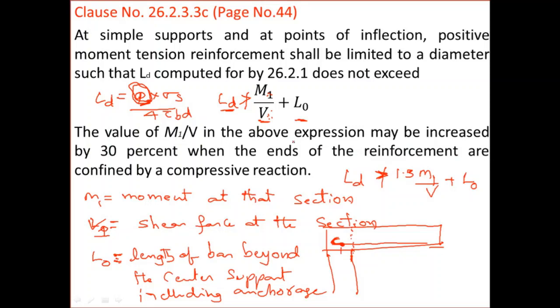Similarly, if you take the continuous beams also, at the support there will be compressive reaction. So you have to take LD must be greater than or equal to 1.3 M1 by V plus L naught. So remember this point clearly. The value of M1 by V in the above expression may be increased by 30% when the ends of the reinforcements are confined by the compressive reaction. Okay, this is a very important point. So in that condition, we are increasing this M1 by V by 30%.